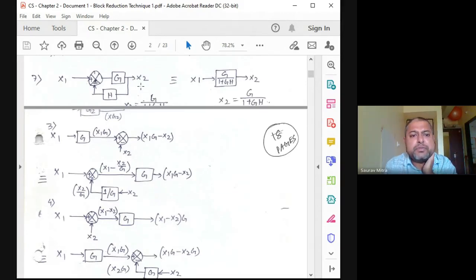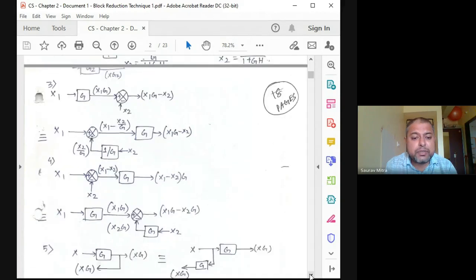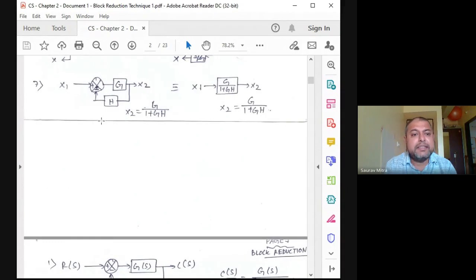It is x1 is the input, x2 is the output, and it's a negative feedback. So x2 by x1, that is output by input, is g divided by 1 plus gh. So this transfer function is g by 1 plus gh, and that is the equivalent circuit. And if it is negative feedback, in the next page, towards the end, it is given here. So x1 is given, x2 is output, and negative feedback g and h. So x2 is equal to g by 1 plus gh into x1, so x2 by x1 should be equal to g by 1 plus gh.